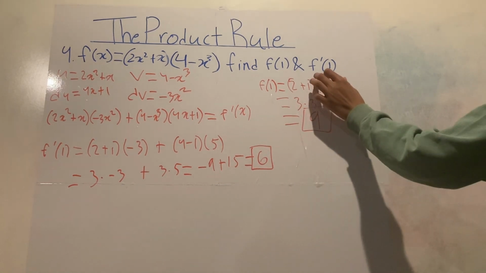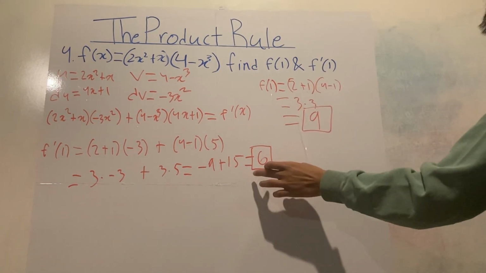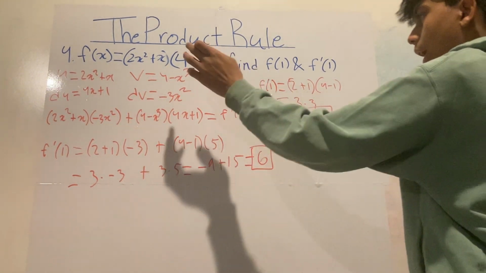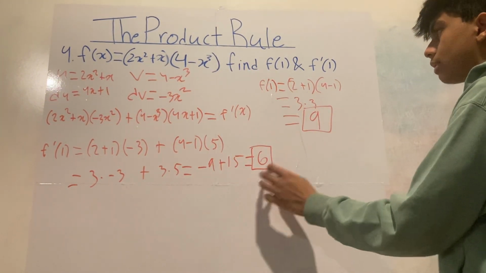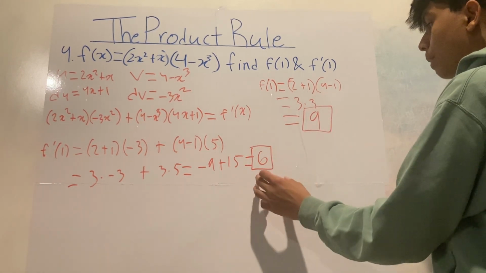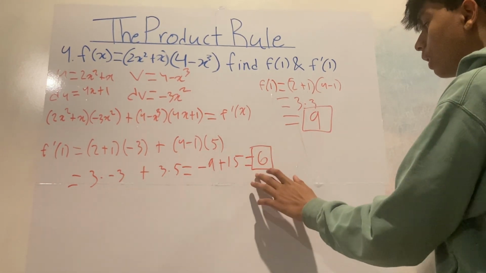And also, one thing to note: f prime of 1 equals 6. This means that when x equals 1 in f of x, the slope is 6. That's what the derivative means. The derivative is the slope. So at f prime of 1, the slope of the tangent line is 6.